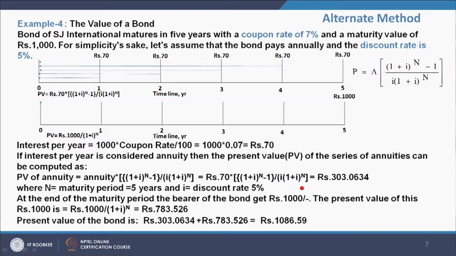At the end of the maturity period, the bearer of the bond gets 1000 rupees. So, if we want to find out the present value of this 1000 rupees, this is equal to 1000 divided by 1 plus I to the power n, where n is 5. This comes out to be rupees 783.526. The present value of the bond is therefore this value 303.0634 plus this value 783.526, which comes out to be 1086.59. Now, we see the results are the same, whether I go from first principles to find out the present value or I use the formula.